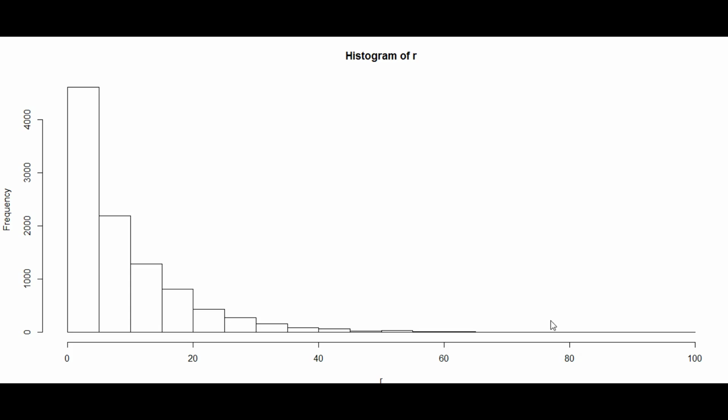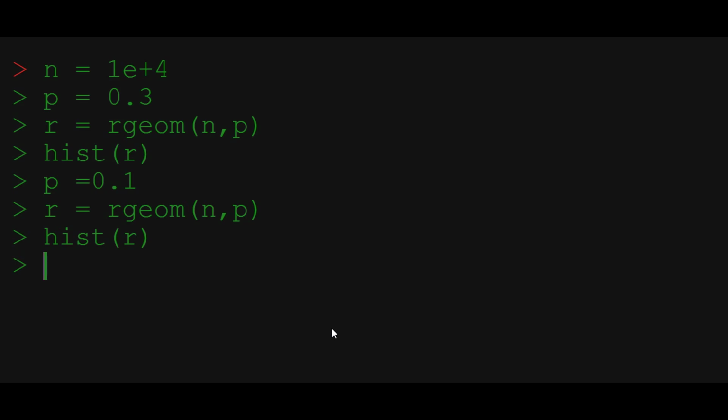Let's go back to our vector and see what the maximum observation is. To do that, we just write max of R. 97. Okay, it makes sense that with a lower probability of success, it takes more time to get a successful trial.